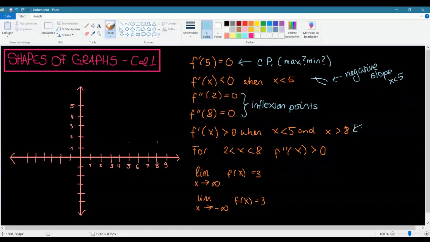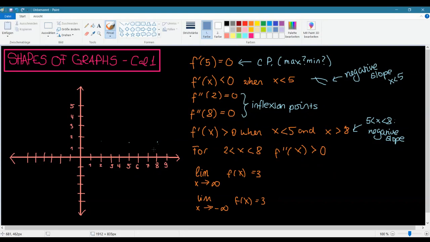So I'm going to write 5 smaller x smaller 8, negative slope. Okay, so we also know that between 2 and 8, f double prime is greater than 0, which means that between 2 and 8, I'm going to take a different color, it's concave down. It's going to be like this, right? Okay, so that's good to know.